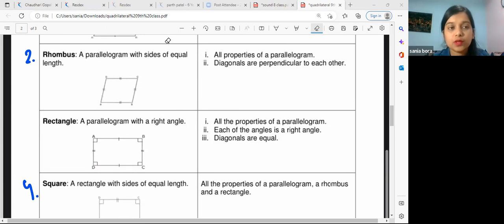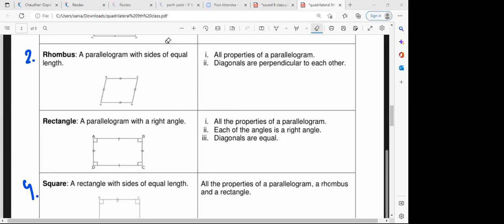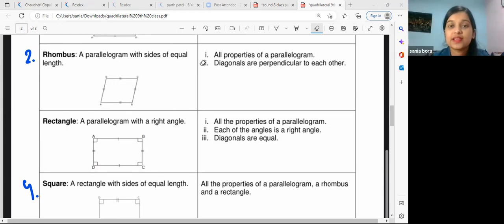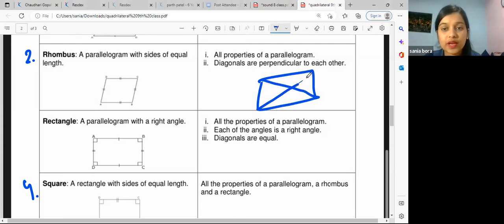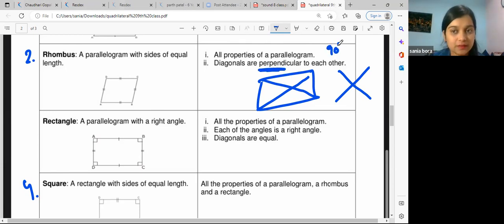Is anyone doing it? Any problem? Any issue? Ma'am, can you explain the rhombus second property? Yes, okay. See, diagonals are perpendicular to each other. So over here, for example, this is a rhombus. The diagonals are coming like this, one diagonal meeting the other diagonal. Whenever you get the word perpendicular, it means 90 degrees.